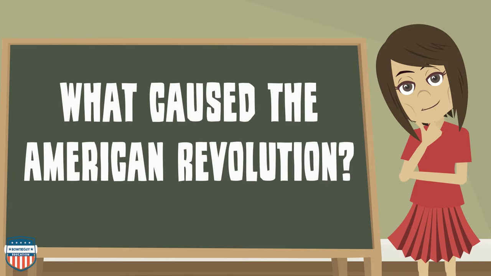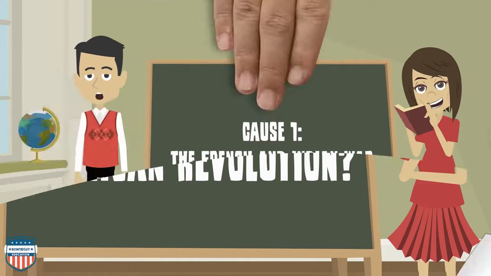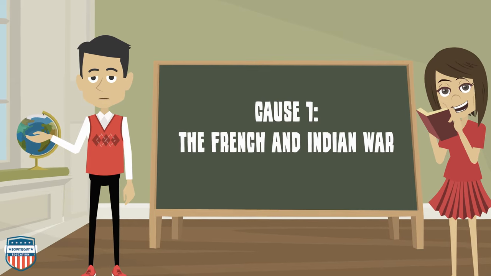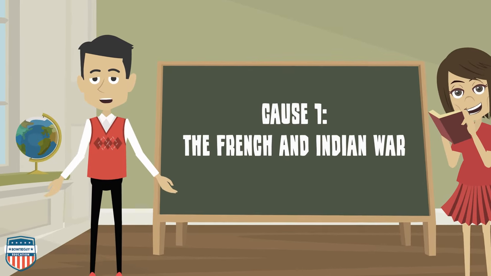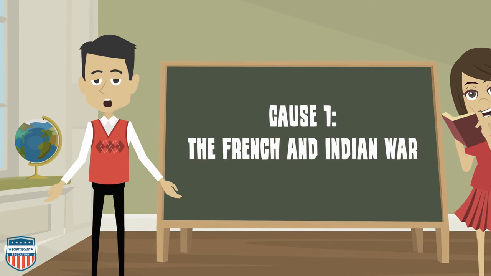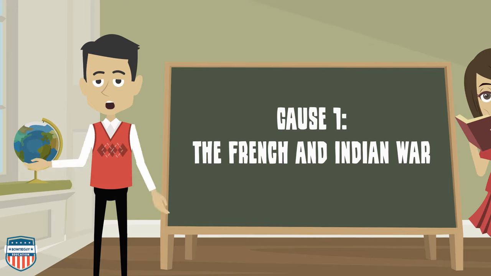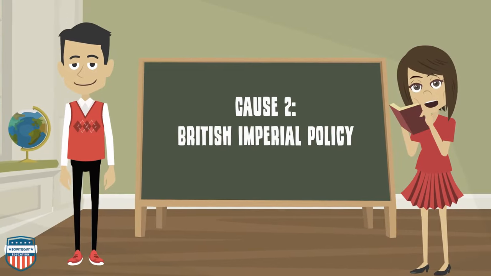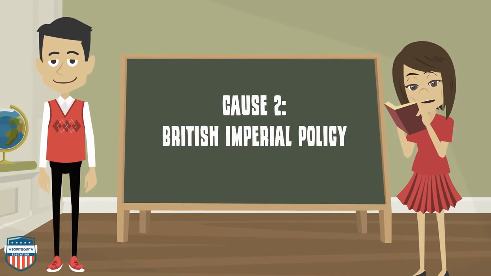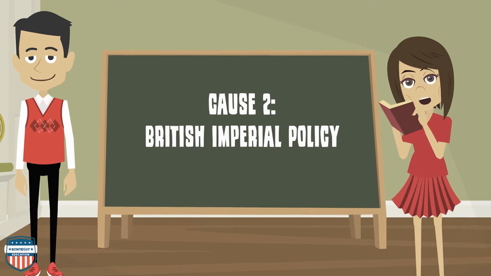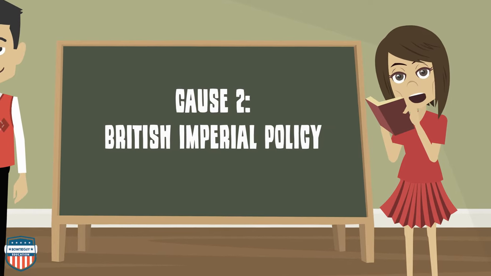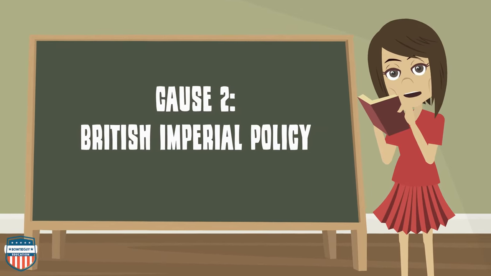Mr. Horton, we have a question. What caused the American Revolution? There were many causes of the American Revolution. The French and Indian War was fought from 1754 until 1763 between the British and the French. Native Americans helped the French, but England eventually won the war and control of the Ohio Valley and land east of it. Ooh, listen to this. To offset the cost of the war, King George III taxed the American colonists. The British imperial policy was to firm up King George III's control over the 13 colonies.